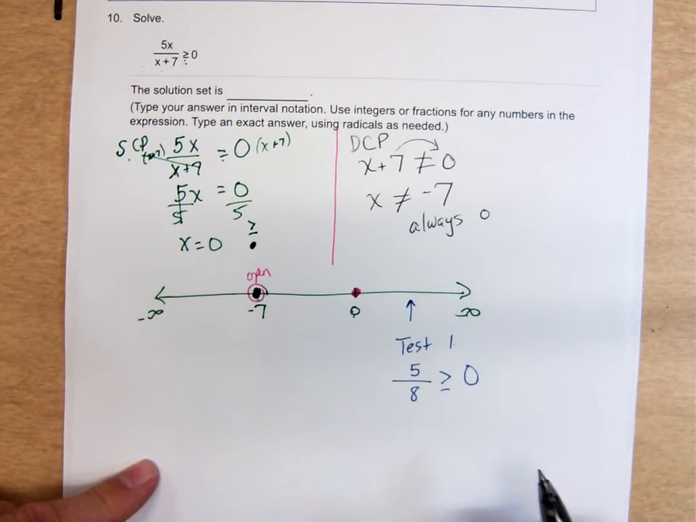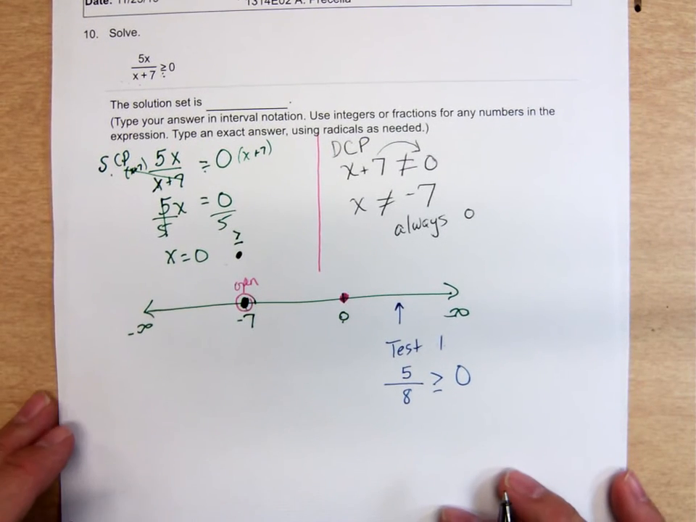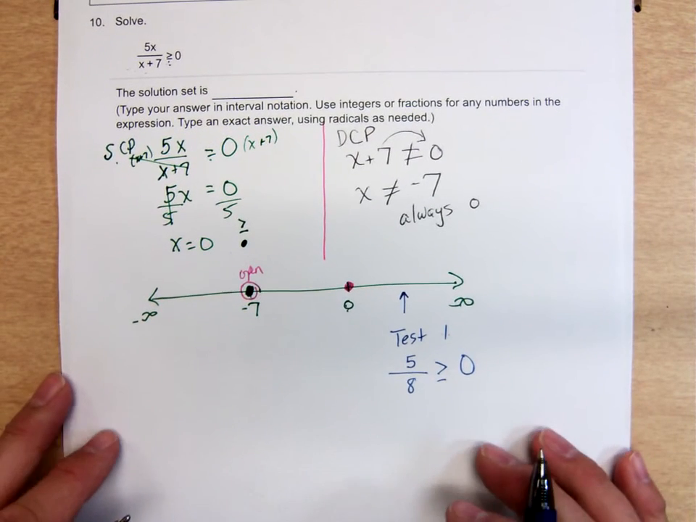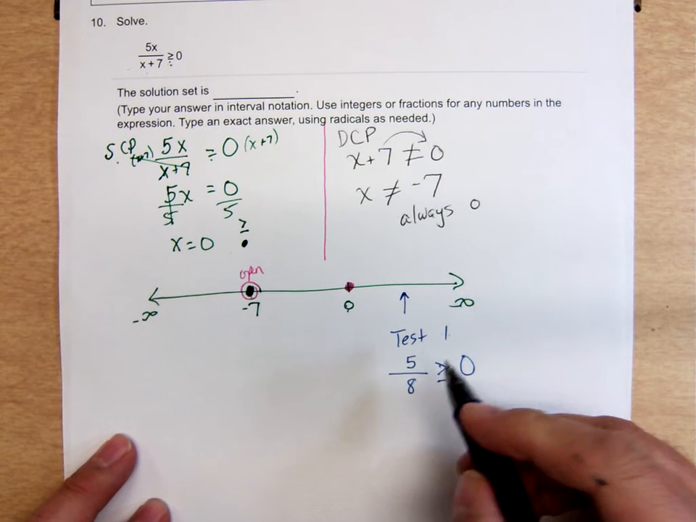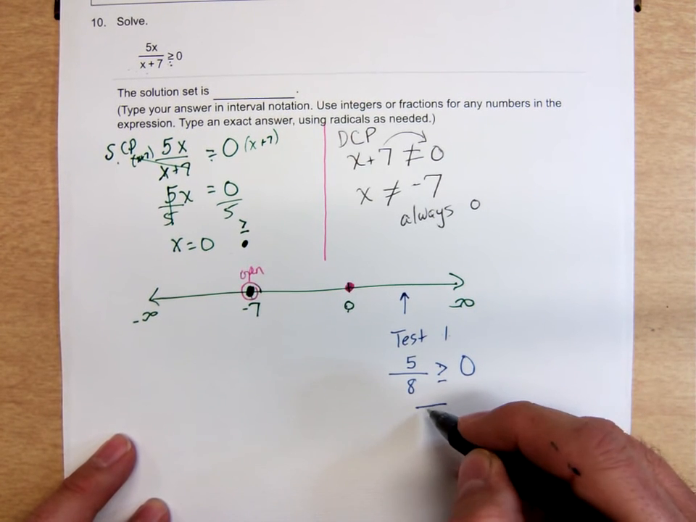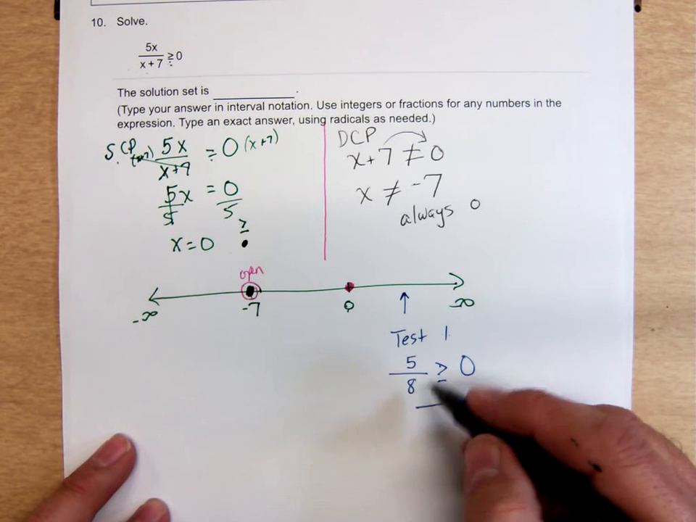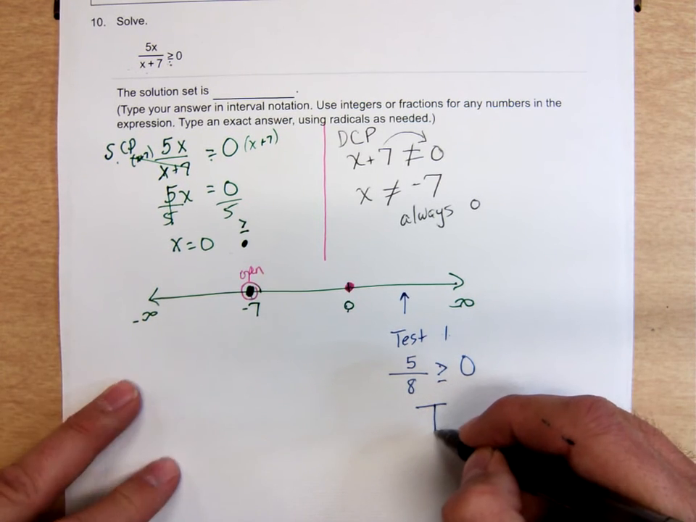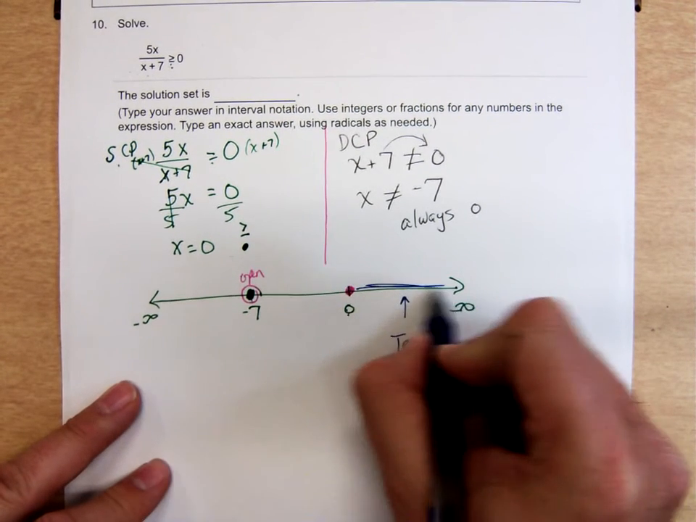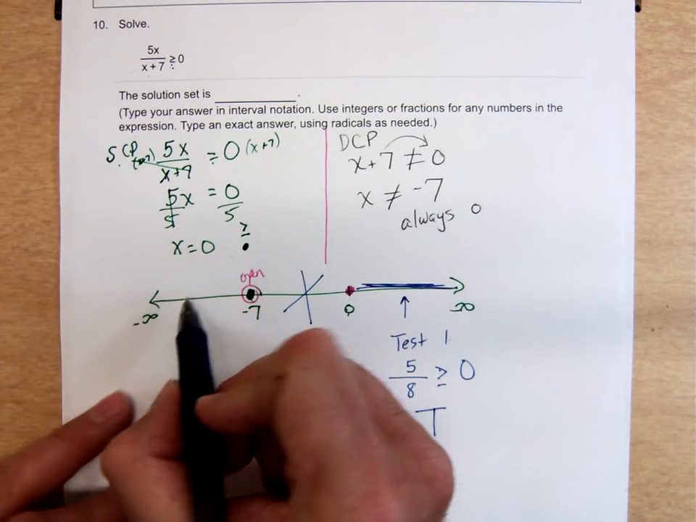5 over 8 is greater than or equal to 0. Well, it's sure not equal, but it is greater, right? So, true or false here? What am I going to label it as? True or false? It's true. Okay? So, true, false, true.